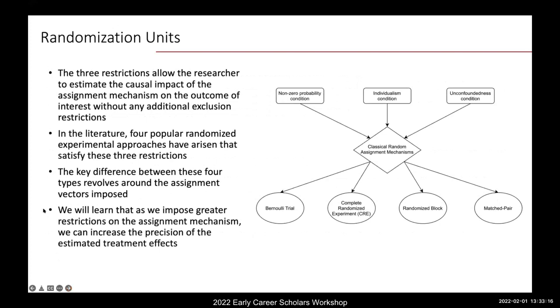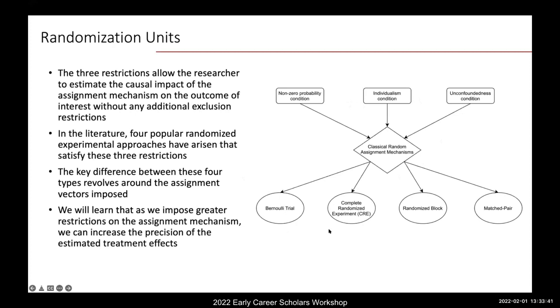Okay. So what these 3 restrictions allow us to do as researchers is then to estimate the causal impact of the assignment mechanism on the outcome of interest. Okay. So without needing to add any additional exclusion restrictions. So we have 4 popular randomized experimental approaches that have arisen that satisfy all these 3 restrictions.